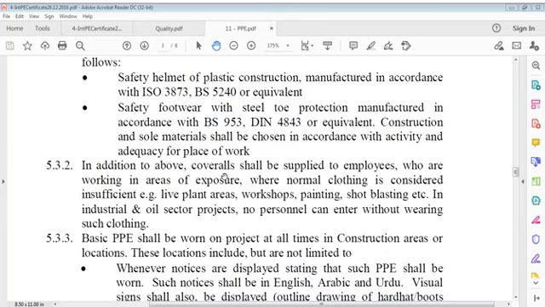Safety footwear with steel toe protection, manufactured in accordance with BS 953, DIN 4843 or equivalent. Construction and sole materials shall be chosen in accordance with activity and adequacy for the place of work.